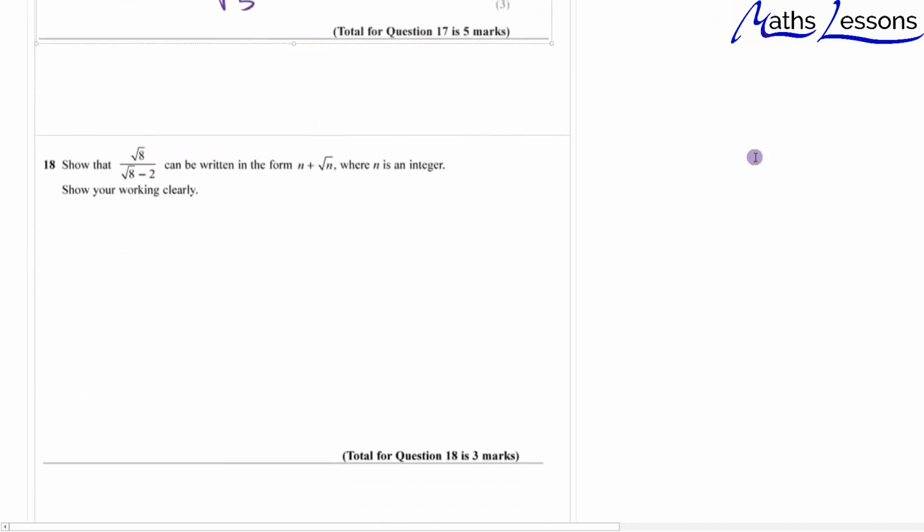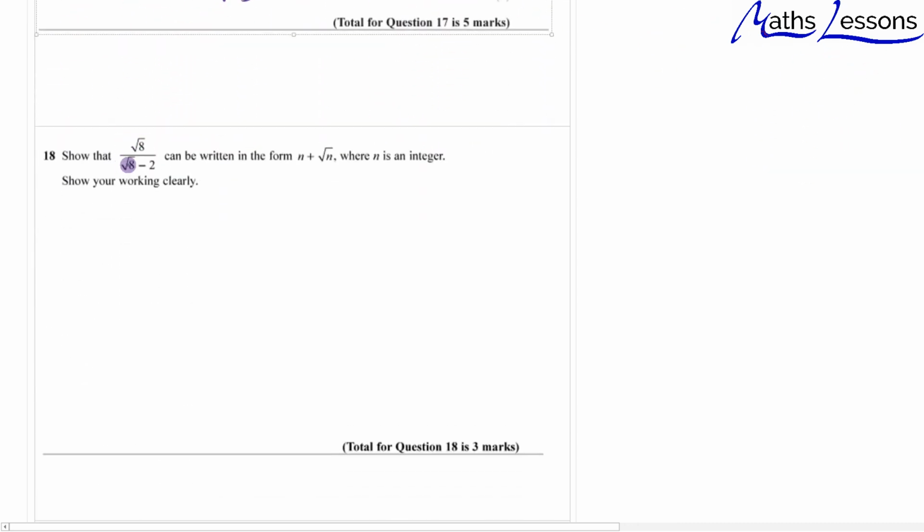But down here, it's going to be a bit trickier. We haven't just got square root of 8, we've got minus 2. So we have to times the top and bottom of this one by square root of 8 plus 2.